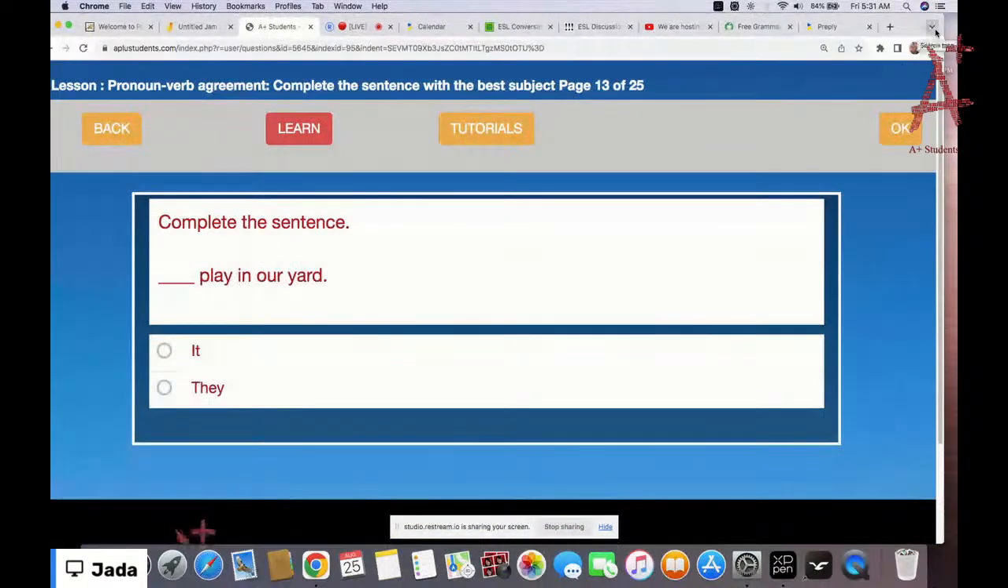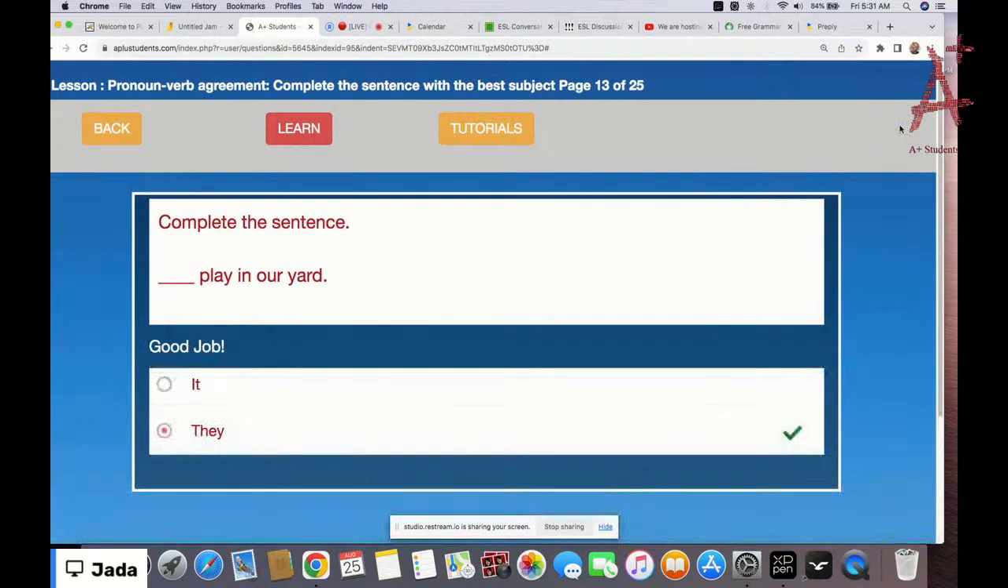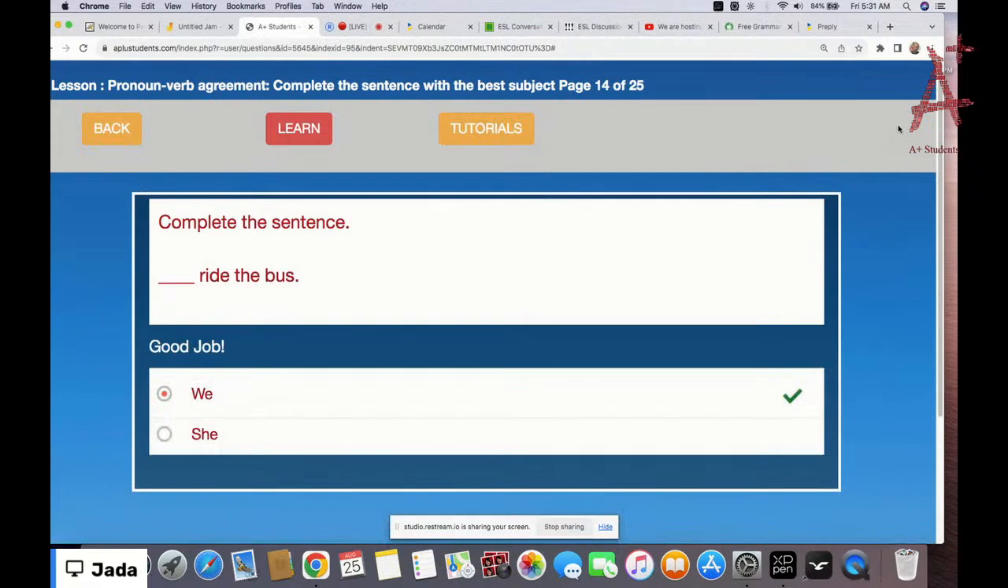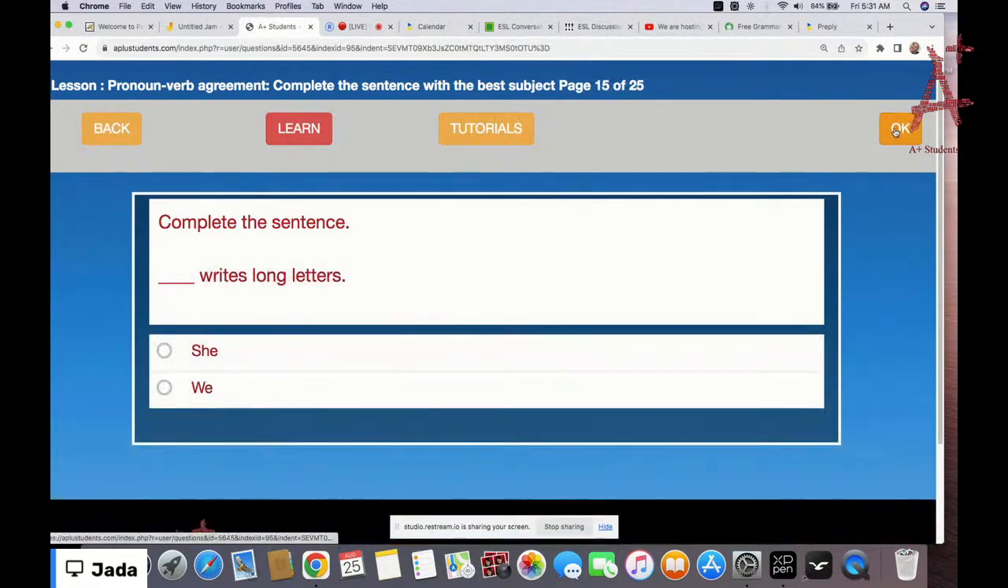Dash play in our yard. Play. Play doesn't have what? An S. So it's going to be what? A plural subject. Dash ride the bus. Ride, no S. So it's gonna be plural. We ride the bus. Write long letters. Write, it has S. So it's what? Singular.